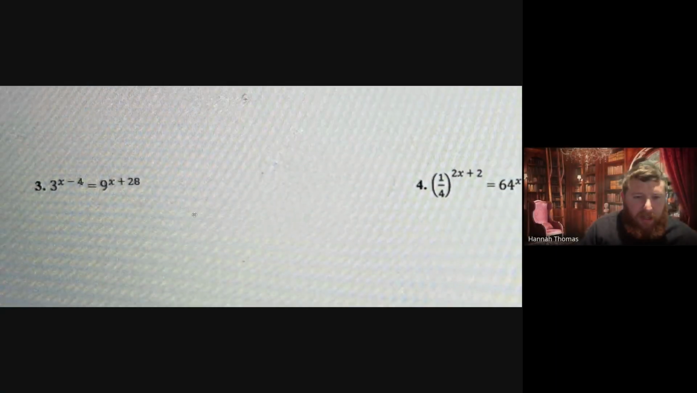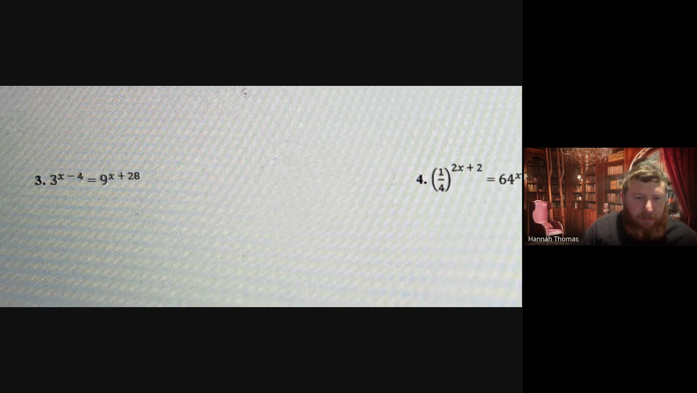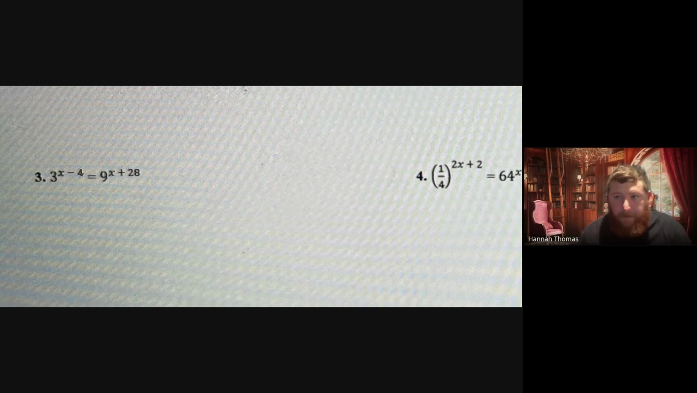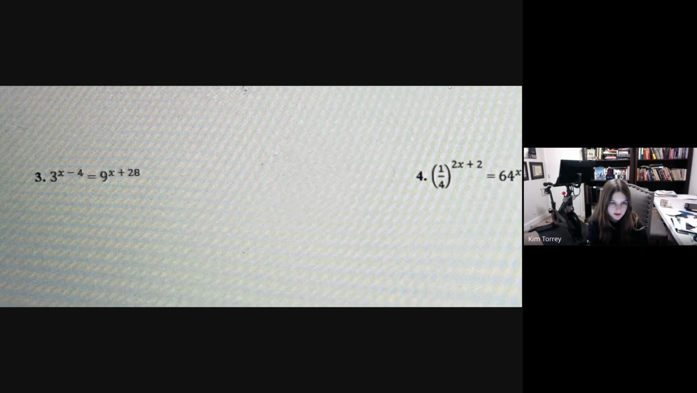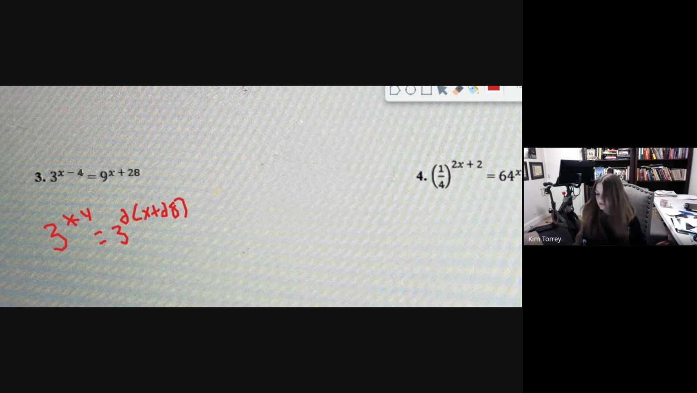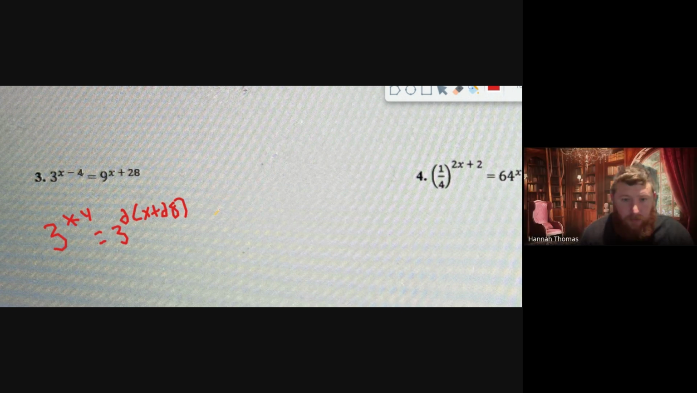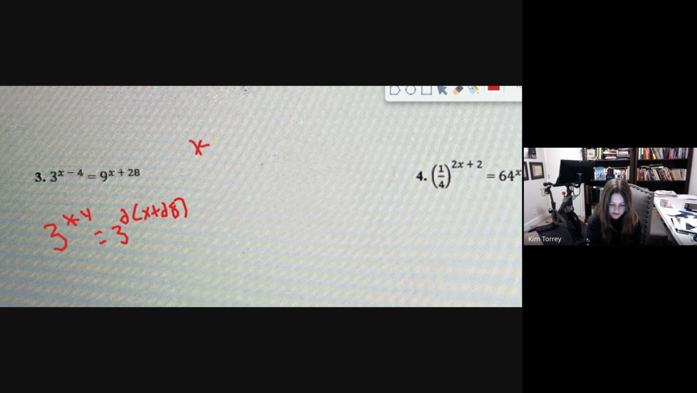Oh yeah, 3 will be easy because you already have a point base. So it'd be 3x minus 4 equals 3 squared x plus 28. So it'd be 2x plus 56. So x minus 4 equals 2x plus 56.